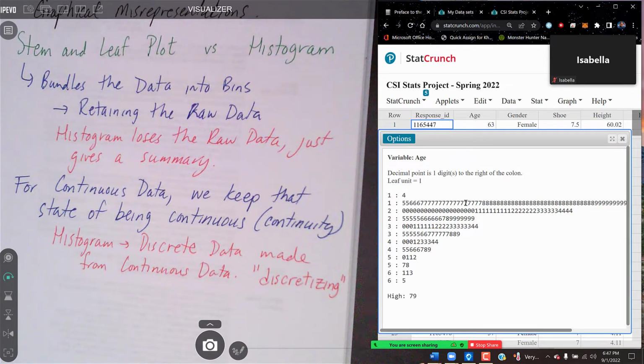There's a lot of 5s, 6s, 7s. I'd have a hard time counting this many 8s to see how many there were, but if I really needed to know, I could. But that's with 200 people. If I had 1,000 or 1,500, this thing is going to get really, really long.